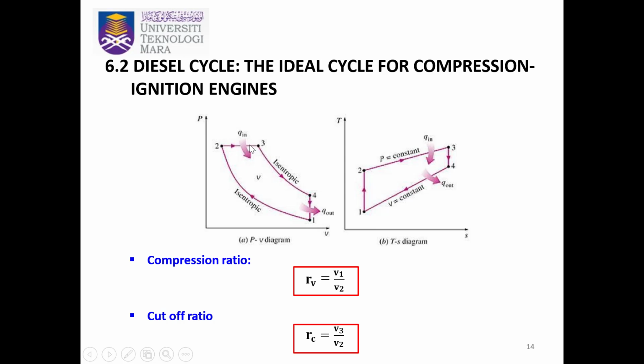Okay, boleh dikatakan juga cut off ni adalah the ratio of the volume after we inject the diesel divided by the volume before we inject the diesel. Okay, Rc can be written as Rc equal to V3 over V2. Kat sini lah berlaku dia punya cut off ratio. Compression ratio kat sini dari sini.